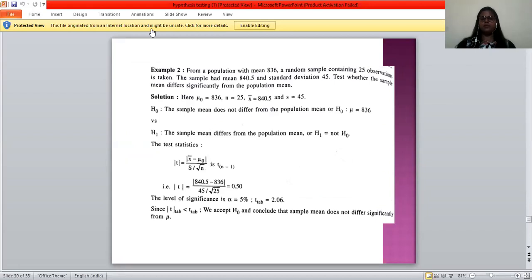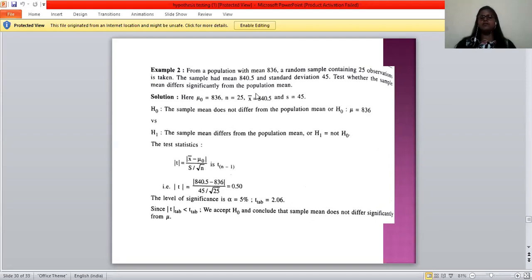So let us go to one more problem. Here you have a problem to test the hypothesis. From a population with mean 836, a random sample containing 25 observations is taken. The sample had mean 840 and standard deviation 45. Test whether the sample mean differs significantly from the population mean.